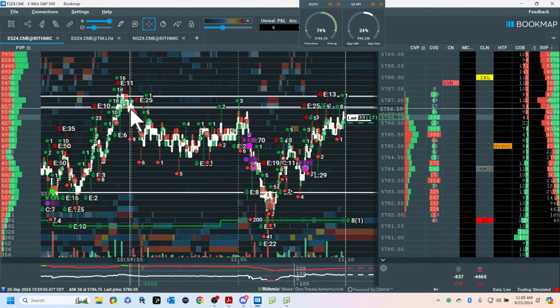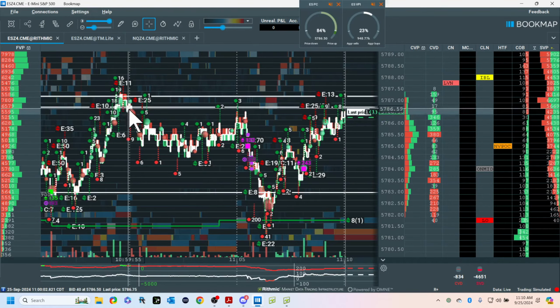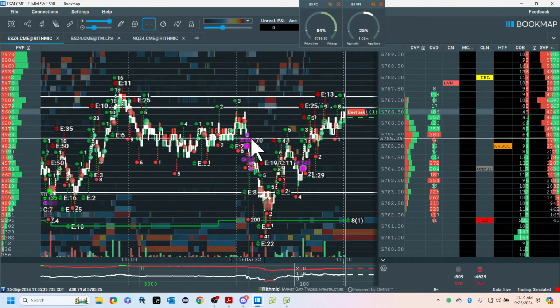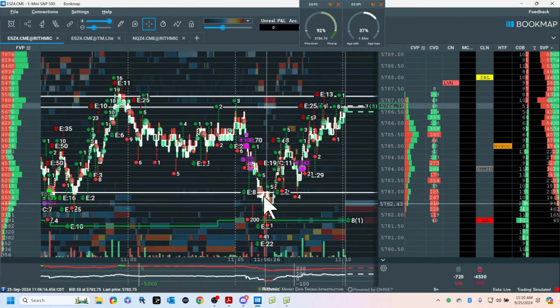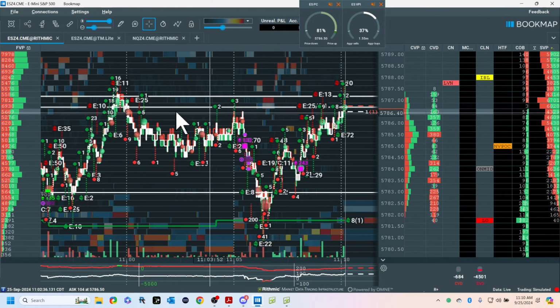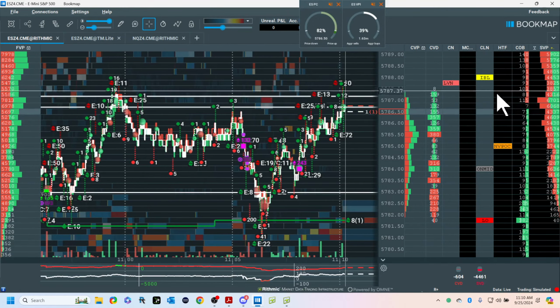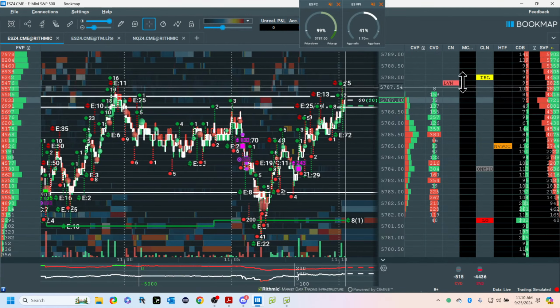But I can reference it because I can see where the buyers were absorbed by the sellers and the sellers took over. Then we had the sellers absorbed by the buyers and the buyers took over. So this right here is a swing and there's stops here. So remember what the other location is. It's out here. Let's see what it does.